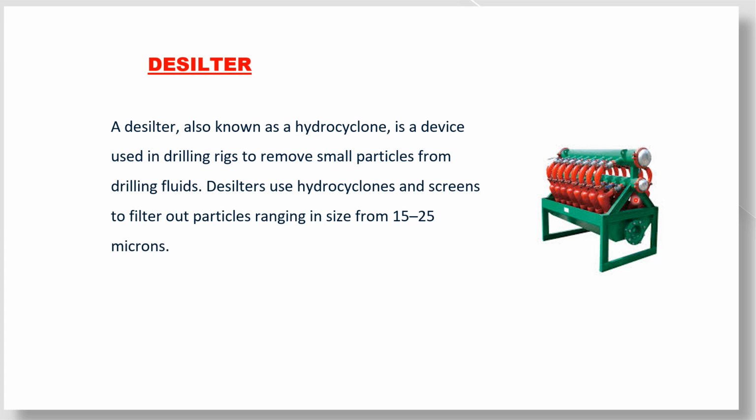Desilter. This is the image of a desilter. All this equipment is located on the top of the mud tank. A desilter, also known as hydrocyclone, is a device used in drilling rigs to remove small particles from the drilling fluids. Desilters use hydrocyclones and screens to filter out particles ranging in size from 15 to 25 microns. So desilter removes smaller particles than the desander from the drilling fluid.